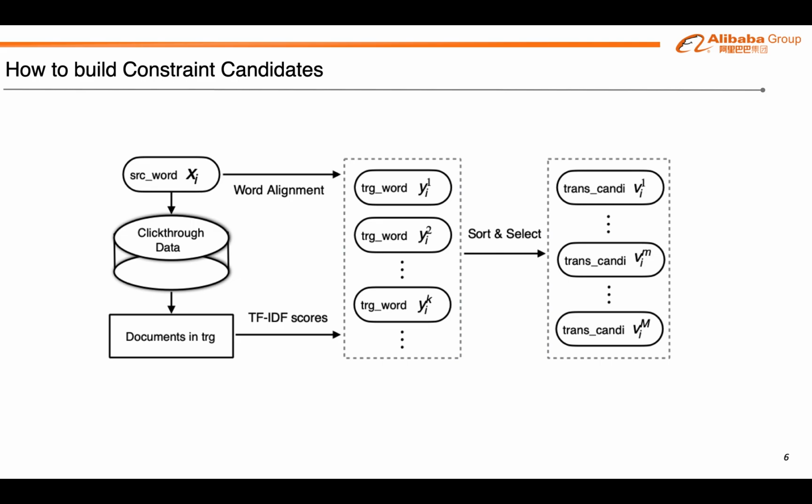In these slides, we introduce how to build constraint candidates. Given a source word xi in user query x, we first obtain a set of its possible target tokens yi with its translation probability distribution in the bilingual training corpus. The process can be achieved by a statistical word alignment tool. The candidates yi can be continually scored and filtered according to the distribution of target terms in the entries clicked by users.